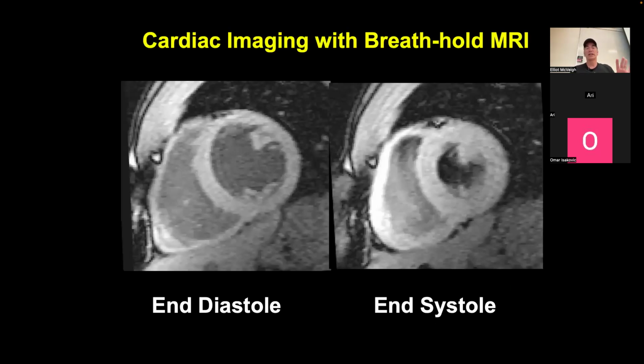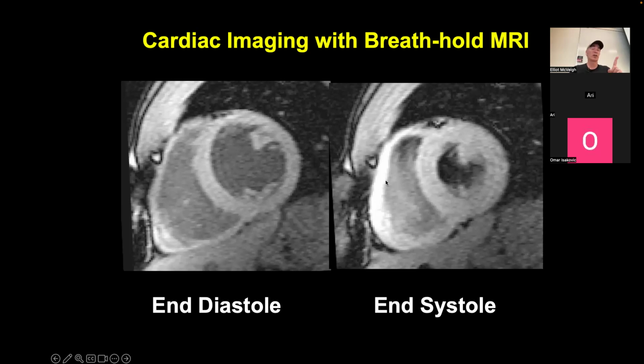So this is a classic short axis view with MRI, the classic donut of the short axis of every other technique we've looked at. This is when the heart is as full as it's going to get of blood, and then this is as empty as it's going to get, so it's end systole.